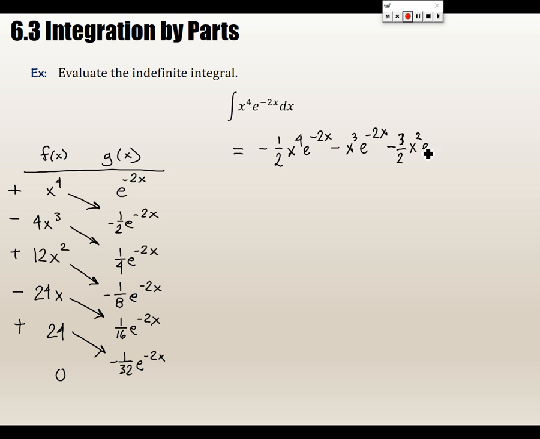X squared e to the -2x. Minus 24/16. You want to simplify that? 8. Is that 3/2 too? Right? 24/16? Yeah. X e to the -2x. And lastly, minus 24/32 is something. Is that 3/4? E to the -2x plus c.